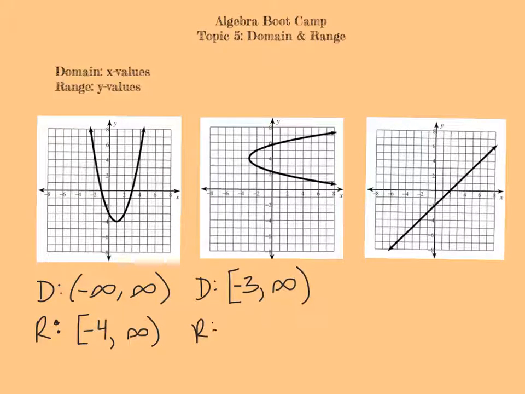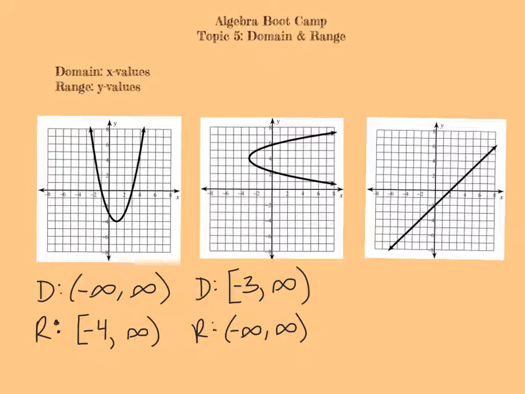Our range in this case is everything. Range, again, we look down to up, and so this goes forever downwards, this goes forever up, and so our range is not restricted at all. Our range is all real numbers.